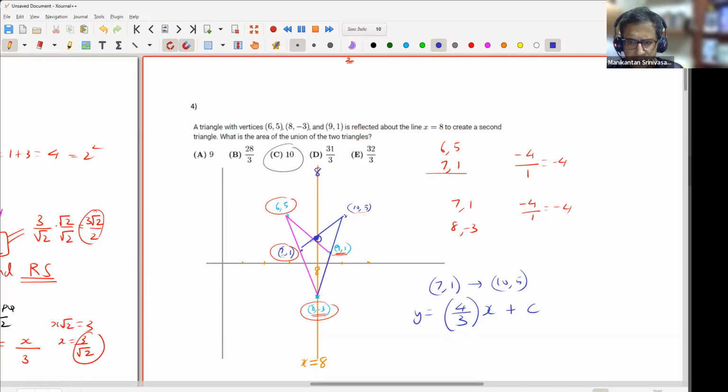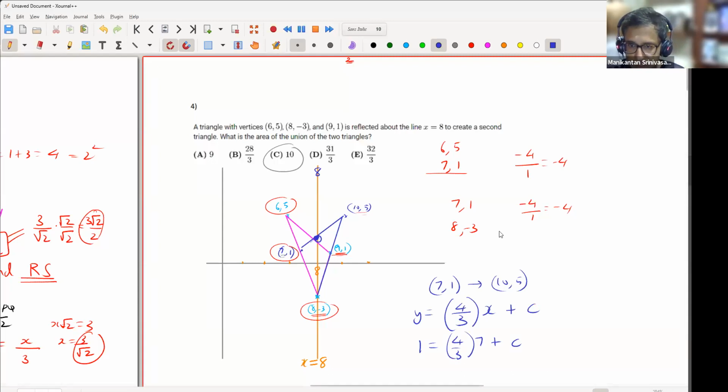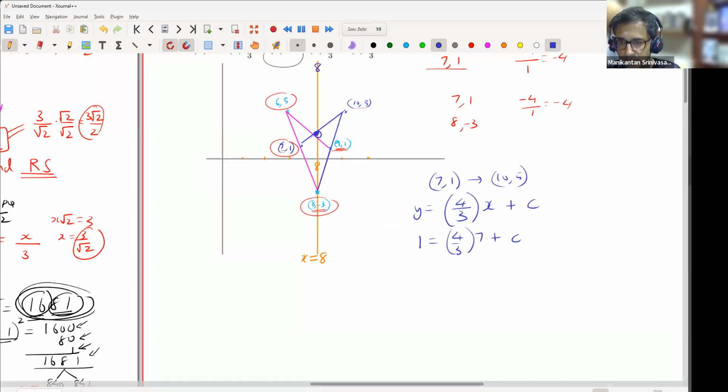X equal to 8, right? Oh, sorry, that's what we have to find out. First, you have to find c by putting one of these points. 7, 1, let's put. So 1 equals 4 by 3 times 7 plus c. You're right. So how much is this? So c is 1 minus 28 by 3, which is minus 25 by 3, I think.